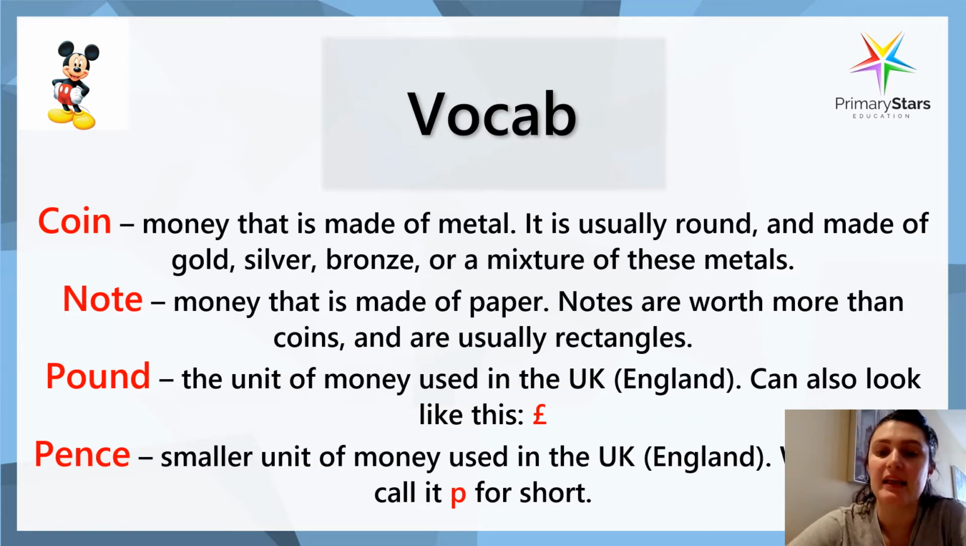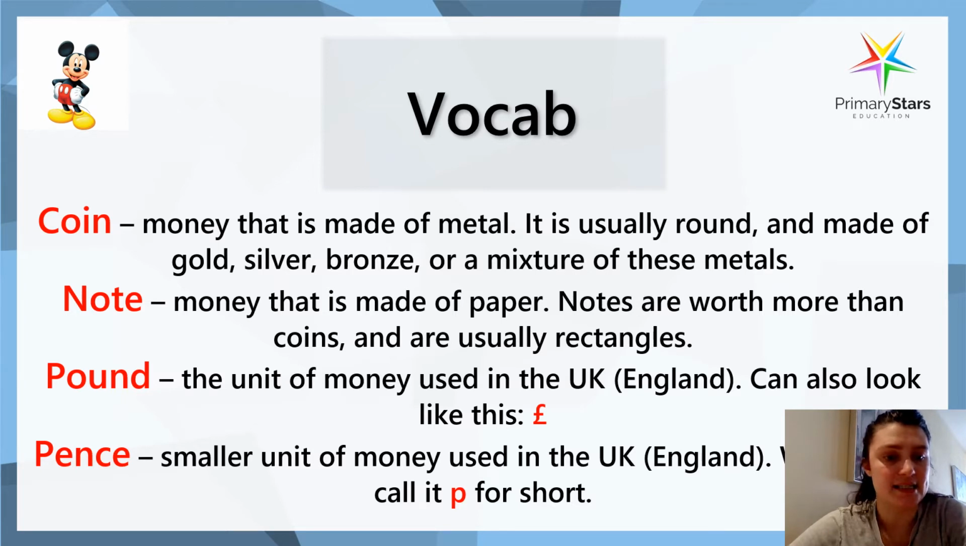Now, the money in England is called pounds. We use rials, they use pounds. So we call that the unit of money used in the UK or in England. And it can also look like this. Do you see the red symbol there? It looks a little bit like a backwards three, or like a capital letter E, but it's a little bit squiggly. Do you see that line or that sign? We say that that is pound.